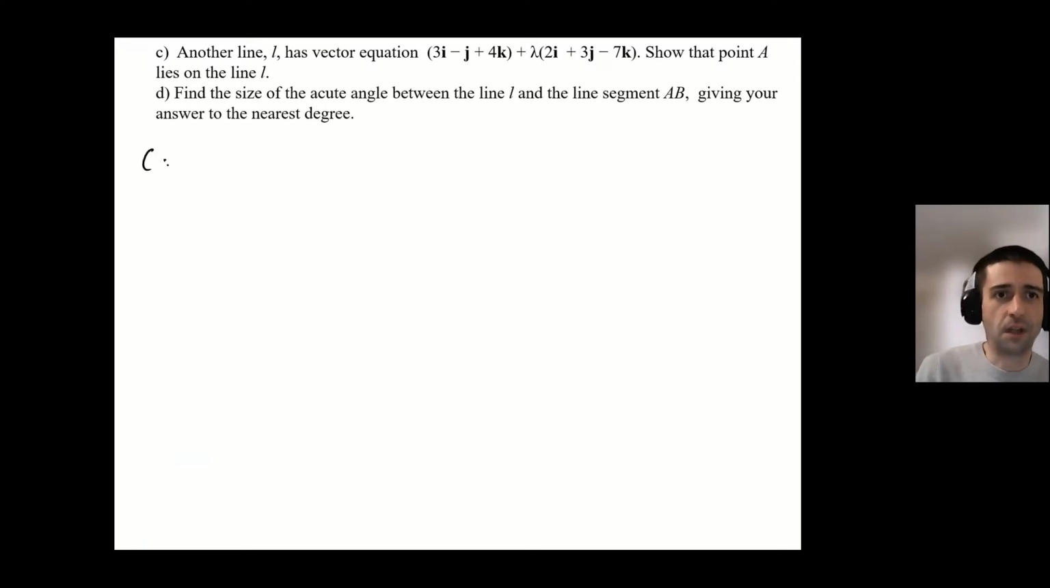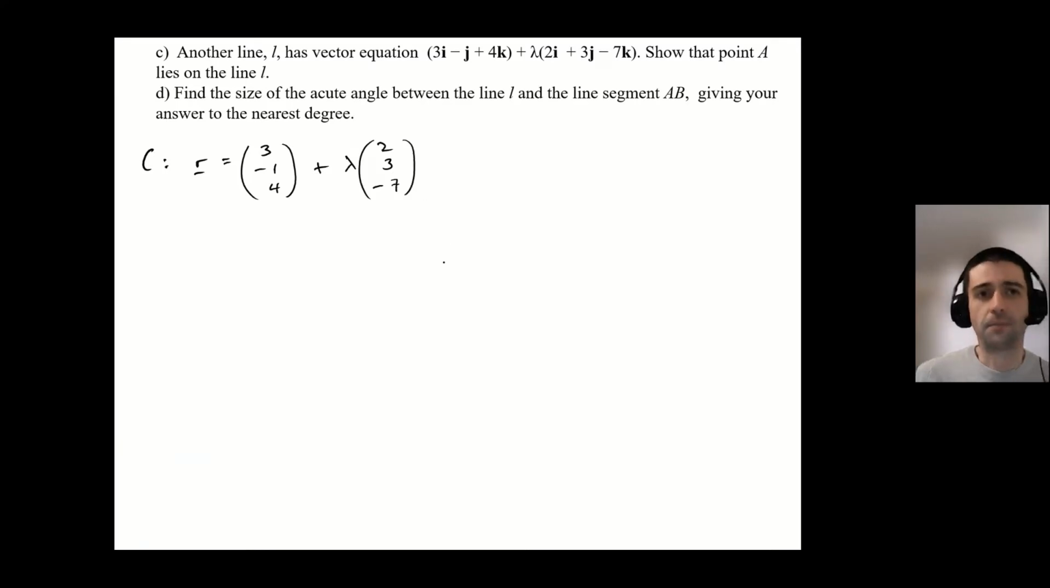Now what I'm going to do is write that in column form, which is my preference. So (3, -1, 4) plus lambda (2, 3, -7). So lambda has been used here, which is why when I went for the vector line through AB, I used mu. So if we just remind ourselves, that was (5, 2, -3) plus mu (-1, -1, 0).